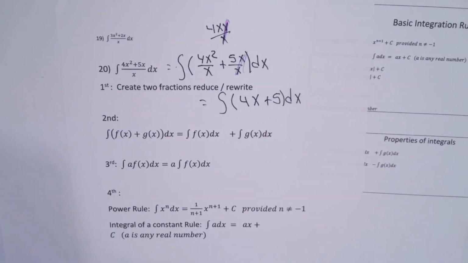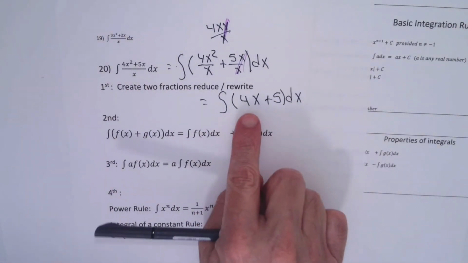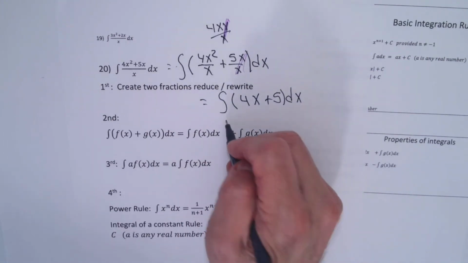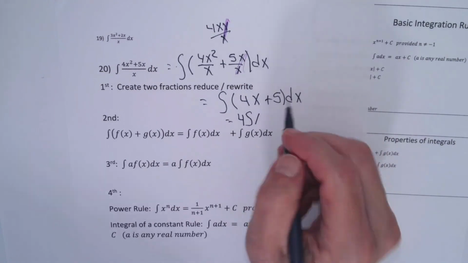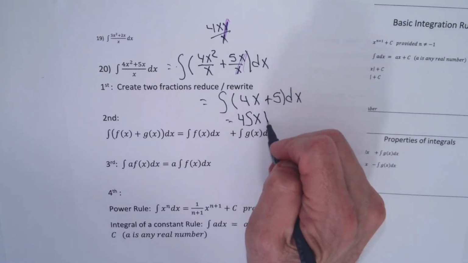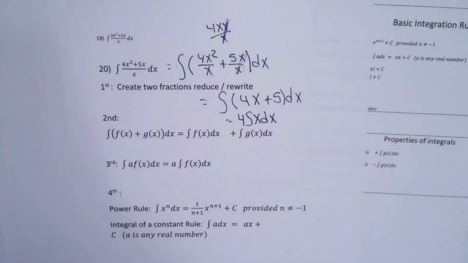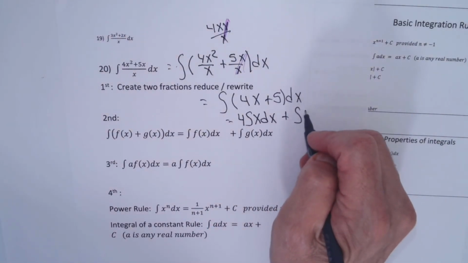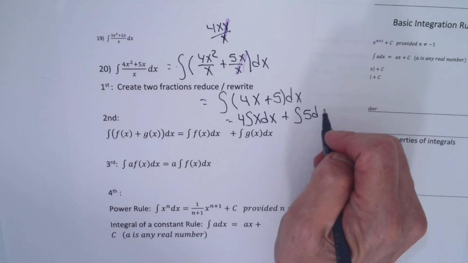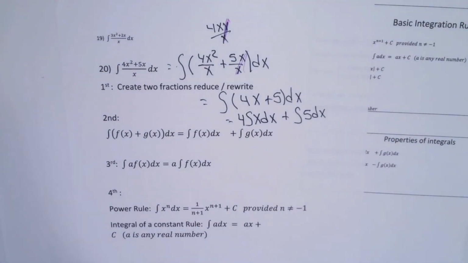Now I can write two individual integrals. I'm going to write the 4 in front of the first integral. So I'm going to write 4 times the integral of x dx plus the integral of 5 dx. The 5 stays inside because it's a constant.